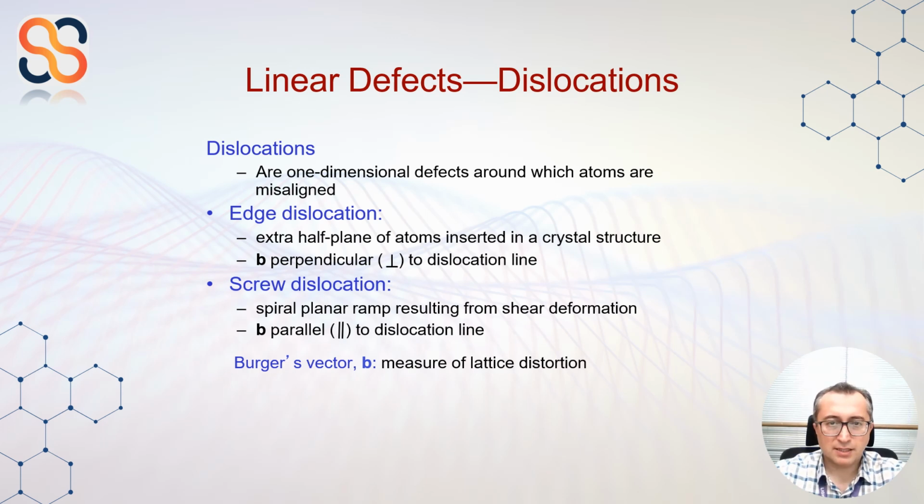The Burgers vector is key because it quantifies the distortion of the lattice caused by the dislocation. It provides important information about the magnitude and direction of the defect, which in turn affects how the material behaves under stress. Knowing these dislocations helps us grasp how materials can be stronger or more ductile, depending on their structure and the presence of these defects.